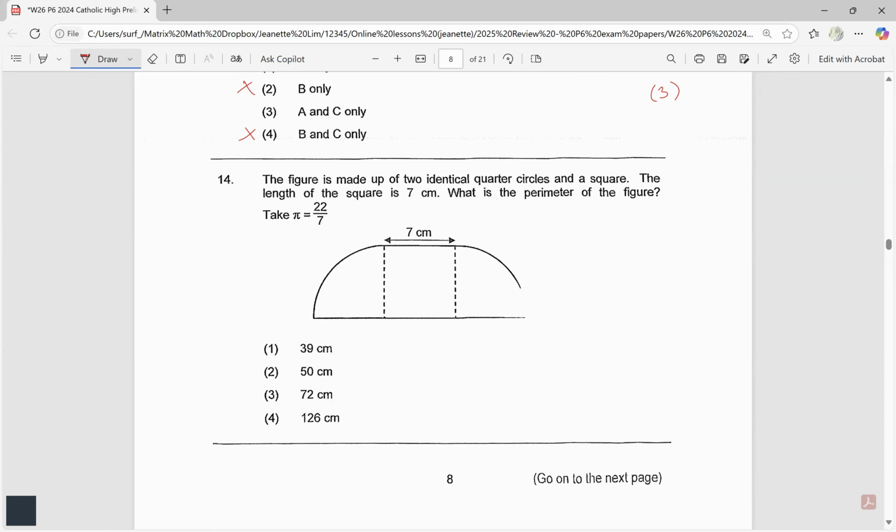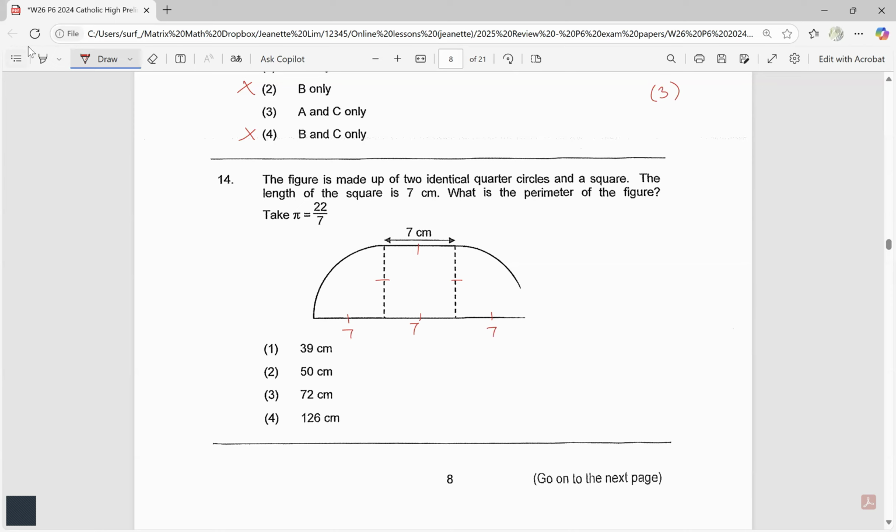Question 4, we're supposed to find the perimeter. In this figure, we have two identical quarter circles and a square. Length of a square is 7 cm. Now, perimeter of the figure. So I have a 7 here. And because this is also the radius of the quarter circle, so this must be 7. So here's 7 as well. So radius is 7 cm.